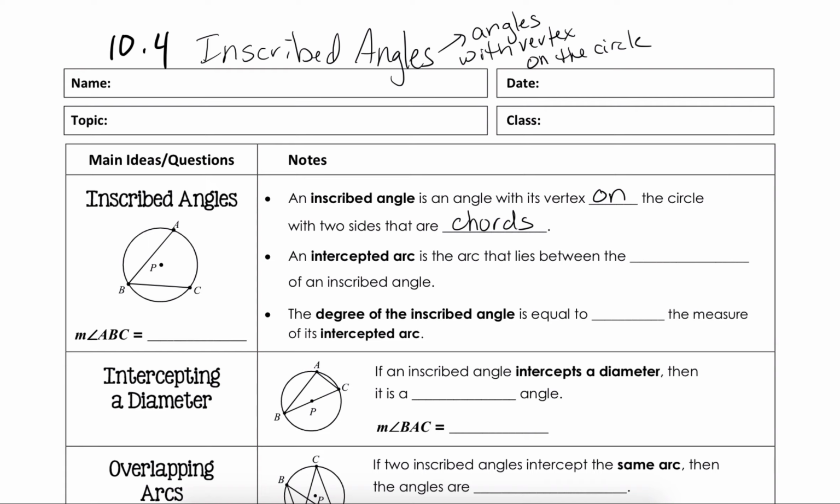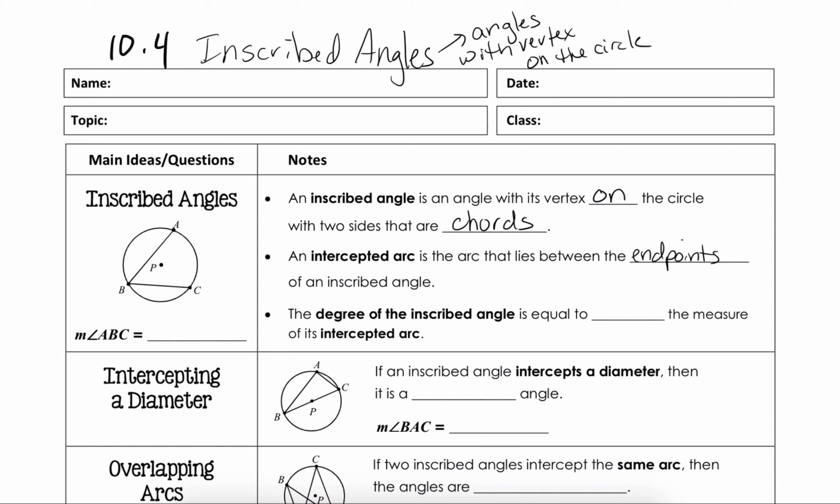Okay, so if you look at this picture here, we've got this inscribed angle ABC. The vertex is B, it's on the circle, and AB, BC are both chords. An intercepted arc is the arc that lies between the endpoints of an inscribed angle. So in this case, the intercepted arc is arc AC. Here's the inscribed angle and the intercepted arc. Those are just vocabulary words there.